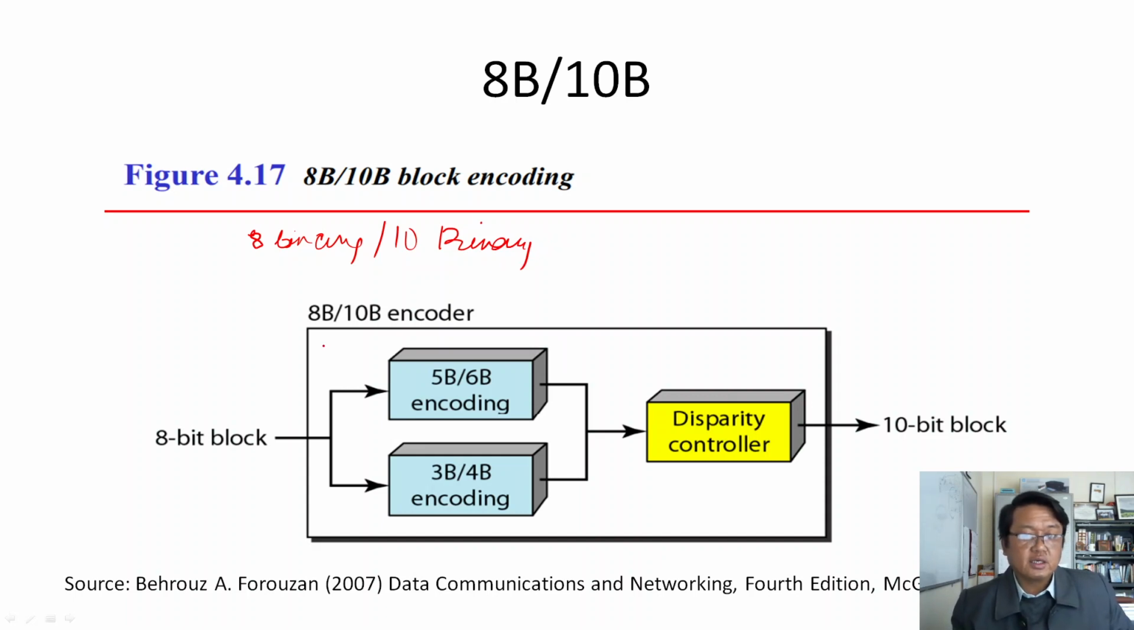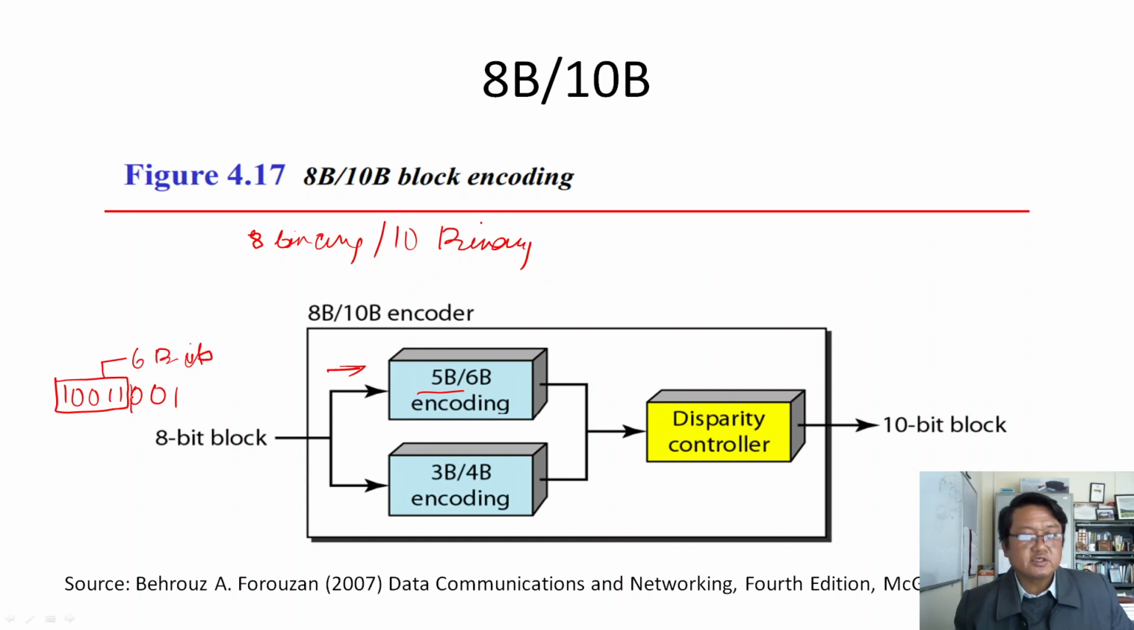Now, this is one scheme of encoding in 8-bit, 10-bit. The 8-bit block is encoded such that the first 5 bits, 1, 2, 3, 4, 5, will be encoded into 6 bits.